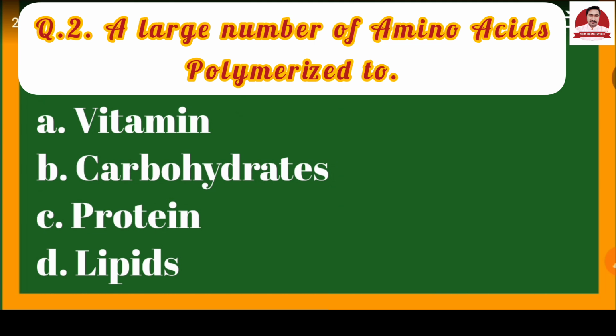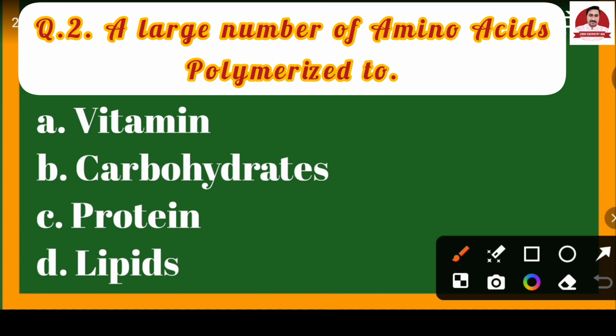Question number 2. A large number of amino acids polymerize into option A vitamins, option B carbohydrates, option C protein, and option D lipid. As we know that amino acids polymerize into protein molecule. So option C is correct.